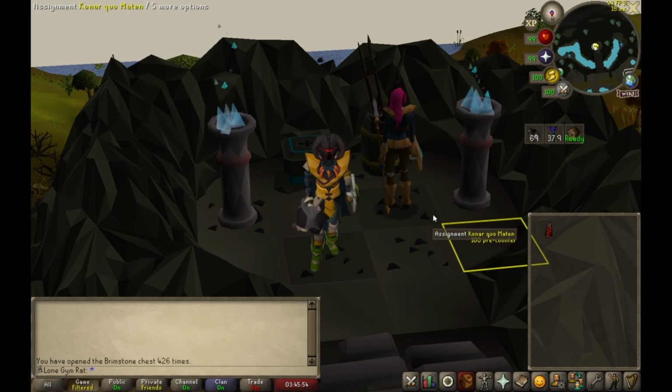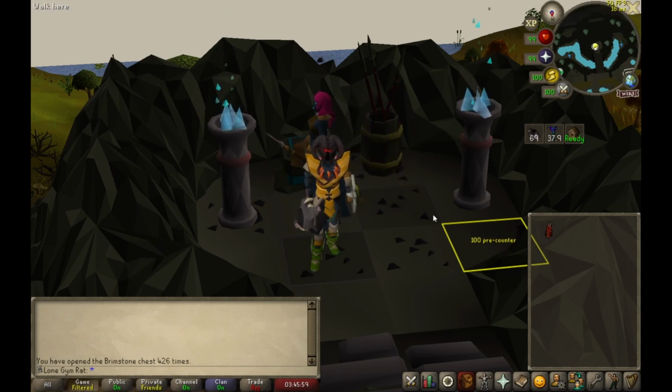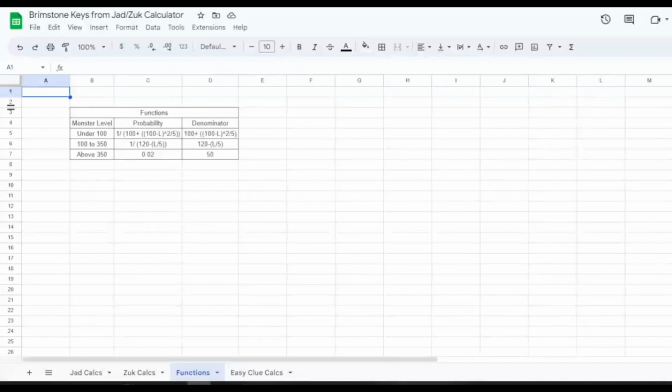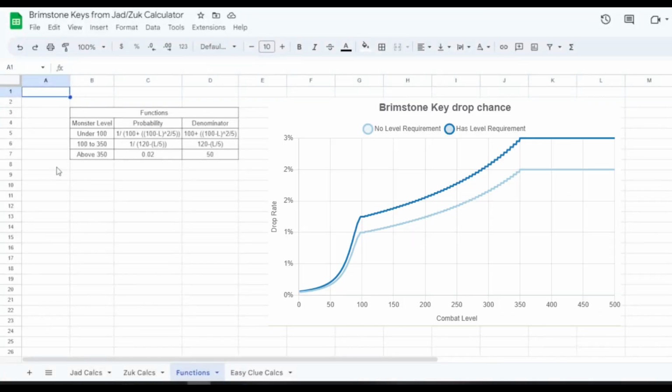I do not think this would necessarily become meta-breaking, because the number of keys you get would not be anything insane. And I'll go over the math right now just to show you. So the probability to get a brimstone key differs based on the monster's slayer level, and there's three potential options. Either the monster's under 100 combat, between 100 and 350, or above 350 combat. And the scaling works as such.